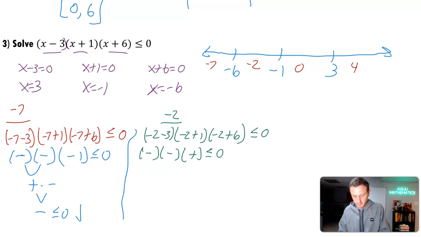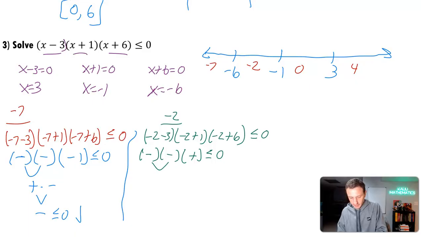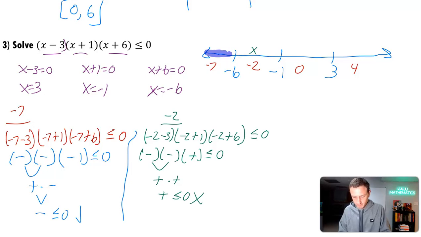So what do we get here? Negative times a negative is a positive. Positive times a positive is a positive. Positive is less than or equal to 0? No, it is not. Oops, I forgot to highlight my first one. First one worked, so that one worked here. So the next one does not work, so no to that one.